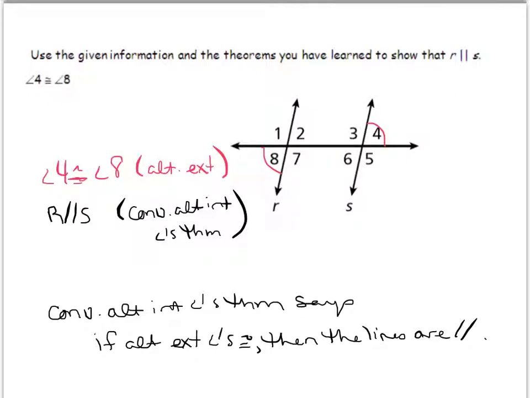All right, you guys, you should have noticed that if angle 4 is congruent to angle 8, these happen to be alternate exterior angles. Well, if alternate exterior angles are congruent, that would make these two lines, R and S, parallel because of the converse of the alternate exterior angles theorem. Remember, the converse of the alternate exterior angles theorem says that if alternate exterior angles are congruent, these two lines have to be parallel to each other.